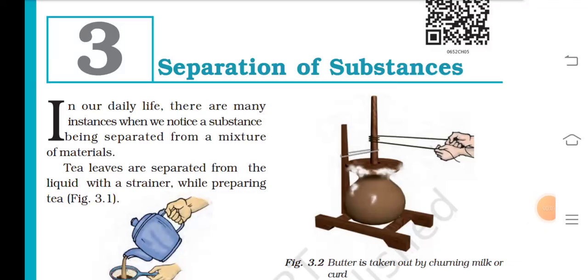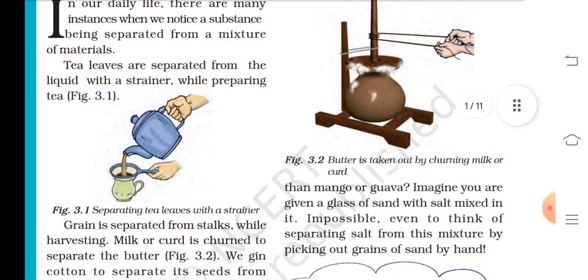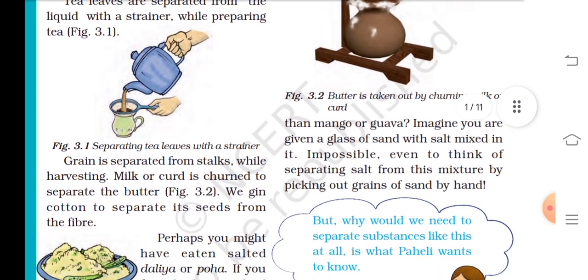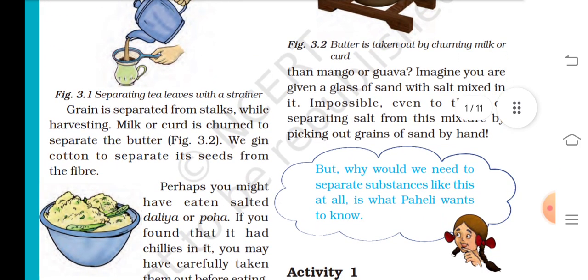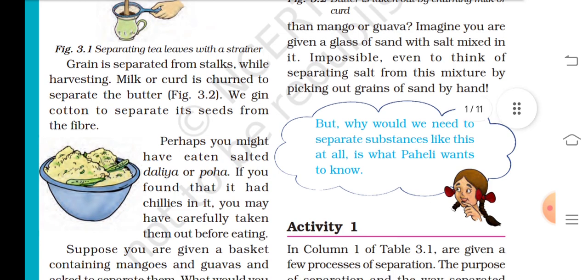Substance. In our daily life, there are many instances when we notice a substance being separated from a mixture of materials. Tea leaves are separated from the liquid with a strainer while preparing tea. Grain is separated from stalks while harvesting. Milk or curd is churned to separate the butter. We gin the cotton to separate its seed from the fiber.